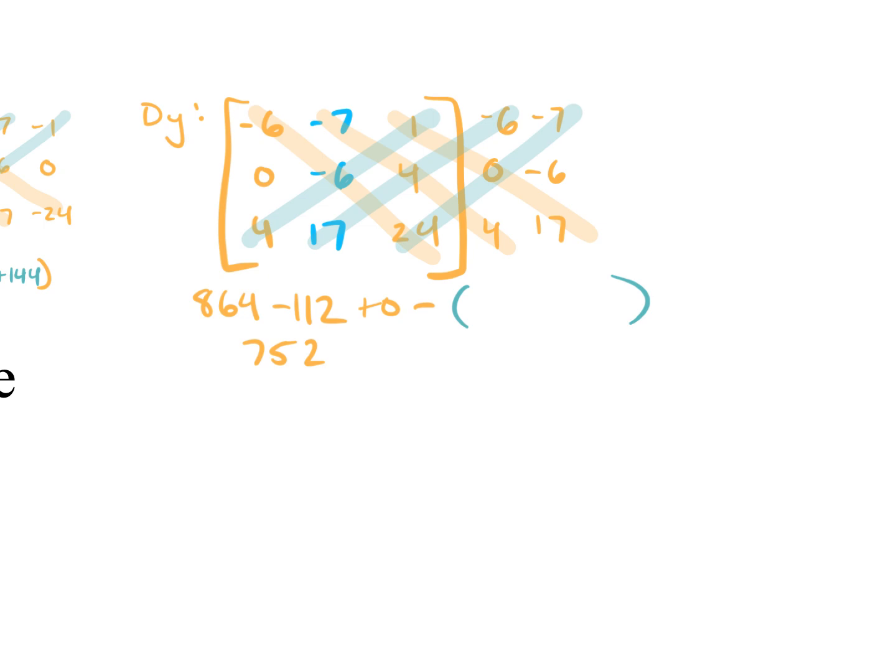Four times negative 6 times 1 is negative 24. 17 times 4 times negative 6 would be negative 408. 24 times 0 times 7 is 0. So negative 24 minus 408. This would be negative, or minus negative 432, which turns into a plus. 752 plus 432. It's 1,184.